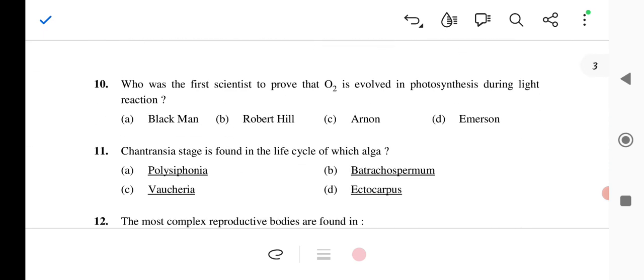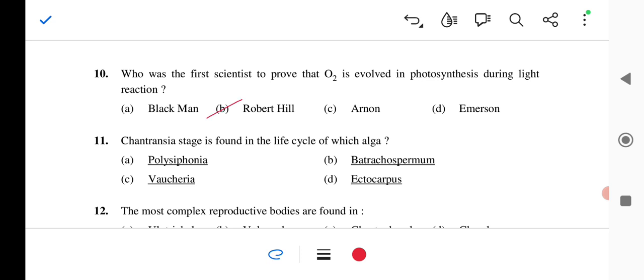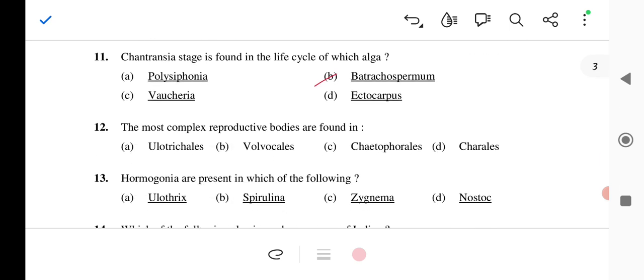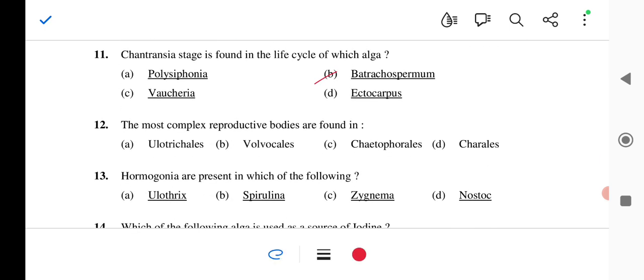Next is who was the first scientist to prove that oxygen is evolved in photosynthesis during light reaction? Oxygen is evolved whenever there is splitting of water, it is Hill reaction, and the scientist is Robert Hill. Next is Chantransia stage is found in the life cycle of which alga? It is found in Batrachospermum, red alga. Next is the most complex reproductive bodies are found in Chara. Okay, most complex reproductive bodies, oogonia. The structures you must read about the reproduction in Chara.